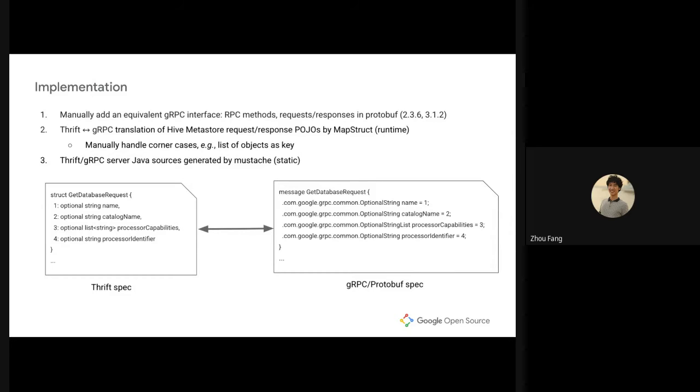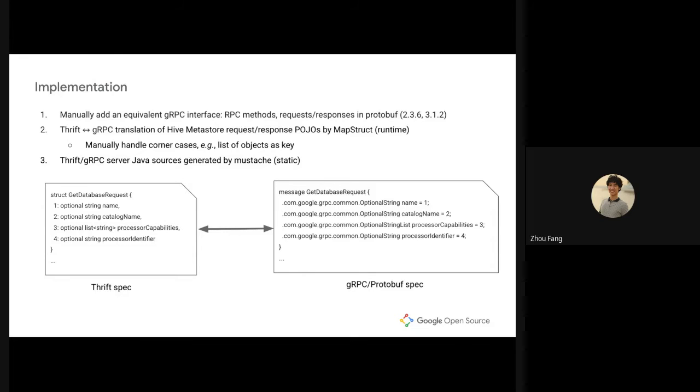In most cases, it can automatically do the conversion, but there are some corner cases that it can't handle. For example, in Thrift, when you define a map, you can use a list of objects as a key, which is not possible in gRPC. So for those cases, we need to define customized gRPC structures, proto structures, and we manually handle those corner cases in MapStruct. We need to add more methods to do this conversion. And after step 2 is done, we are capable of converting any Thrift response or request to gRPC.